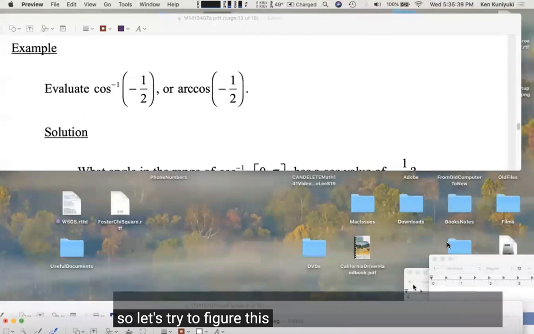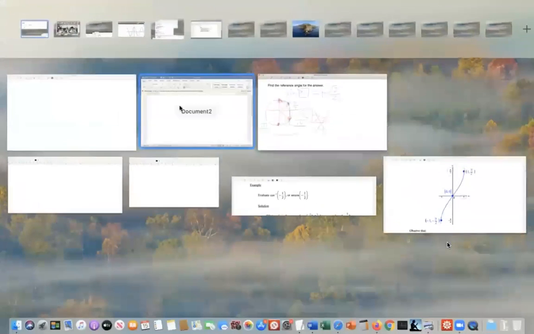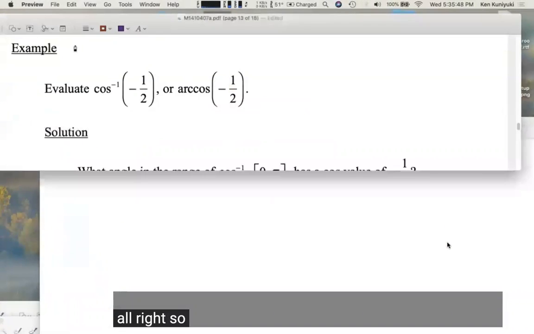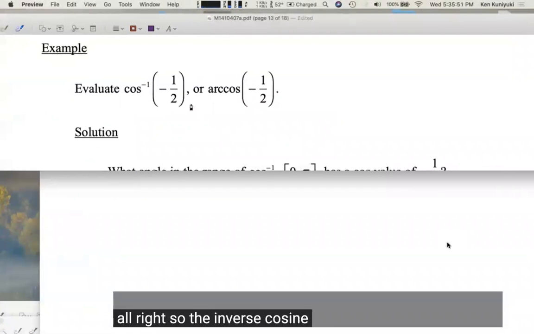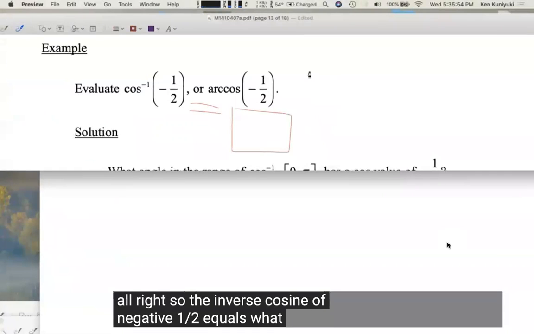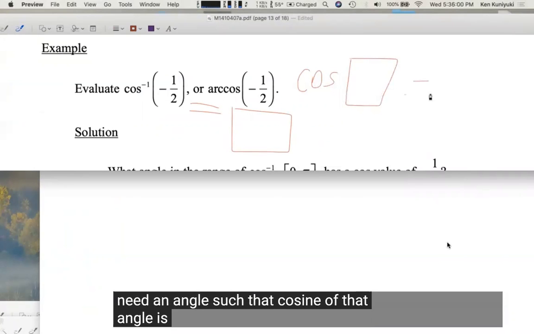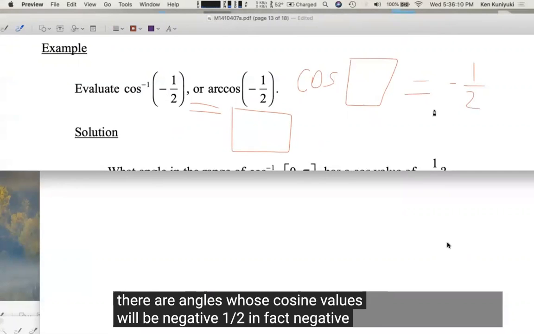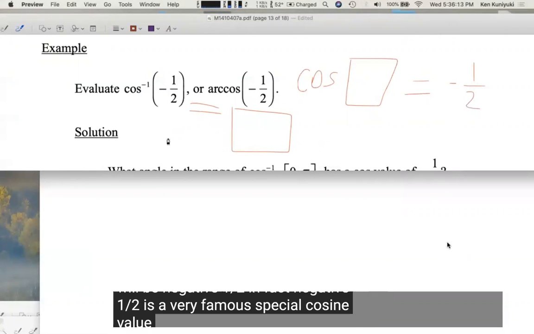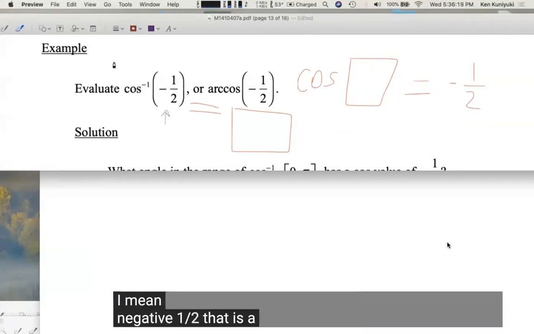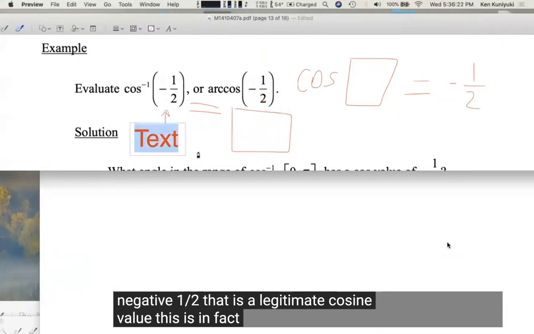So let's try to figure this out. All right. The inverse cosine of -1/2 equals what? First of all, I need an angle such that cosine of that angle is -1/2. And you agree that there are angles whose cosine values will be -1/2. In fact, -1/2 is a very famous special cosine value. Let's get to first base here, right? I mean, -1/2, that is a legitimate cosine value. This is, in fact, a cosine value.